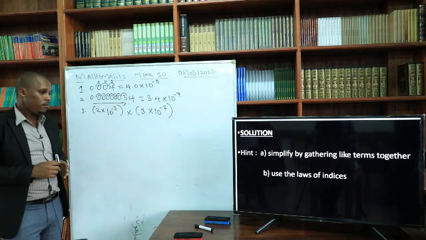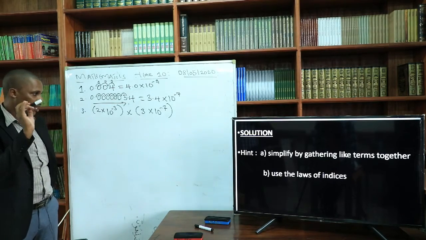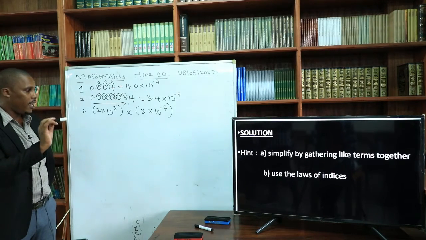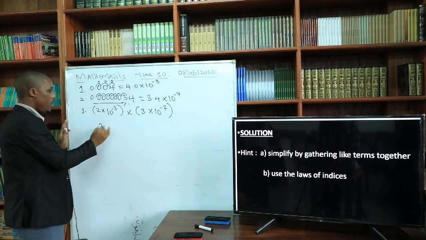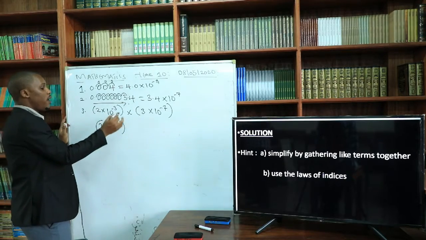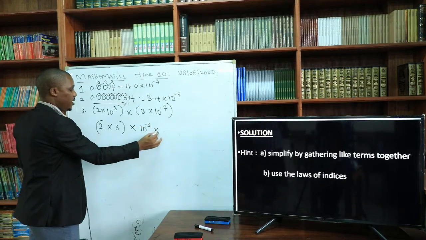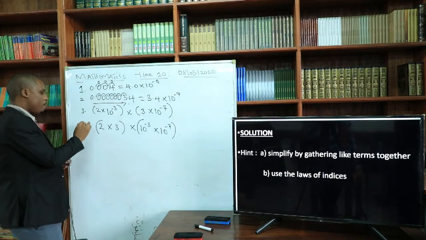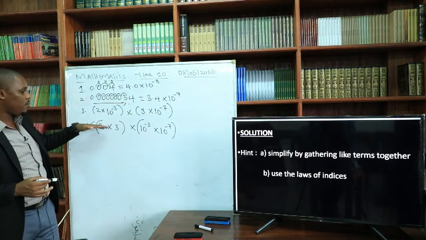From my examples, I want us to see what is happening in number 3. So the question is here. We have said that step number 1, you simplify by gathering the like terms together. In these cases, the like terms are those numbers that do not have the power. So in our case here, this is going to be 2 times 3. That one we group as group 1. Then you go to the next group where they have the powers. This is going to be 10 to the power negative 3 times 10 to the power negative 7. Can you see that? So this is the first simplification, step number 1. You have simplified by gathering the like terms together.